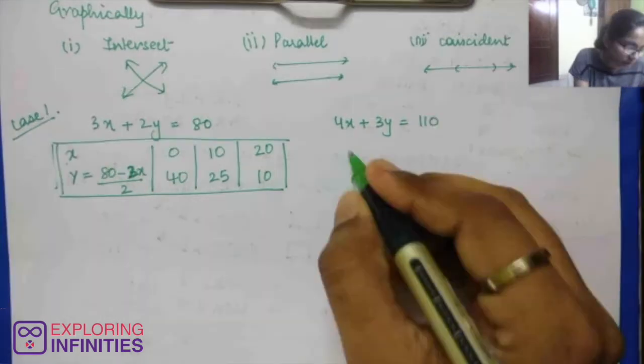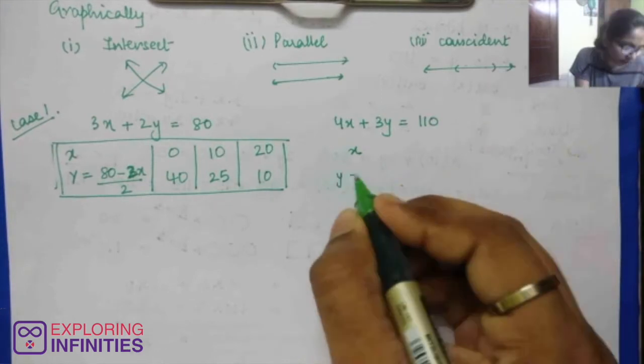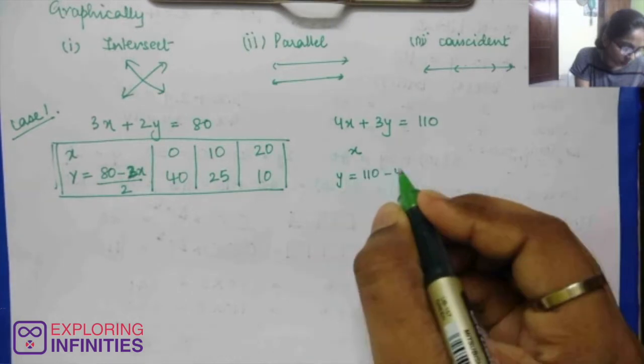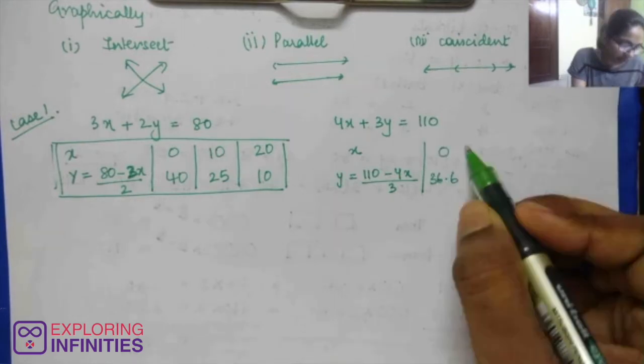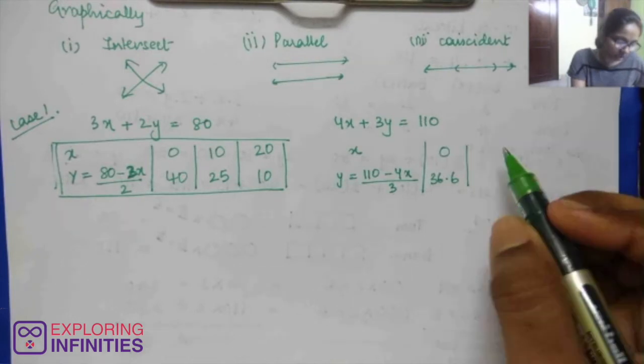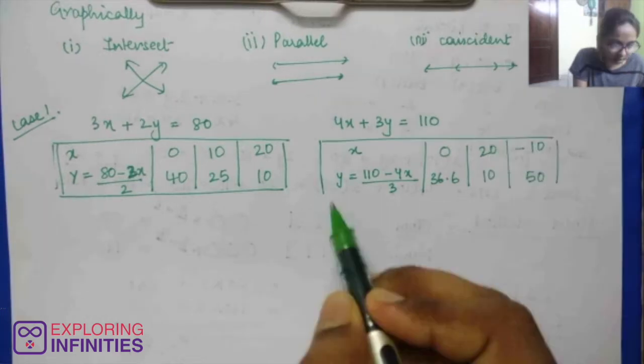Similarly, I get the points for Dana's equation. It will be y is equal to (110 minus 4x) upon 3. When I plot this, if I put x to be 0, I get about 36.6. If I again give the value 20 over here, I get 10. And if I give minus 10, I get 50. So I'm getting these points for Dana's equation.